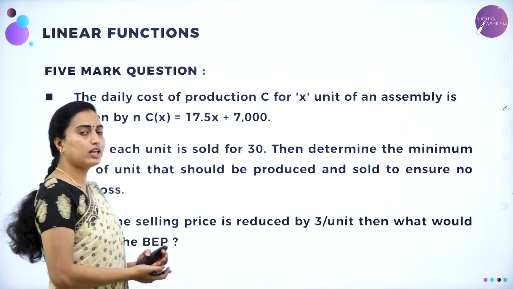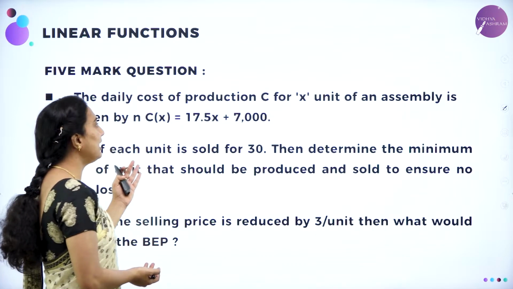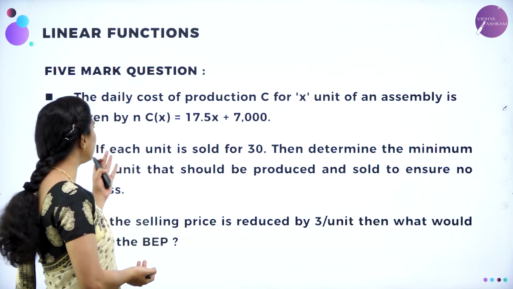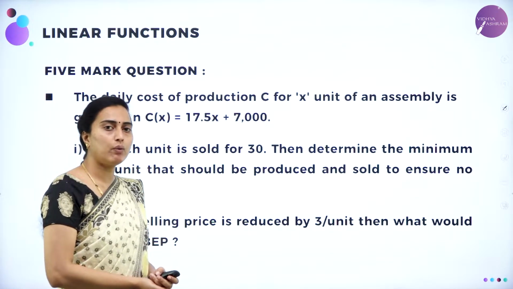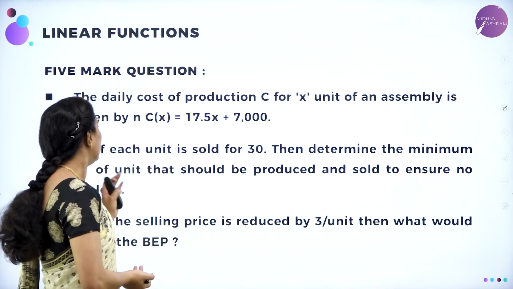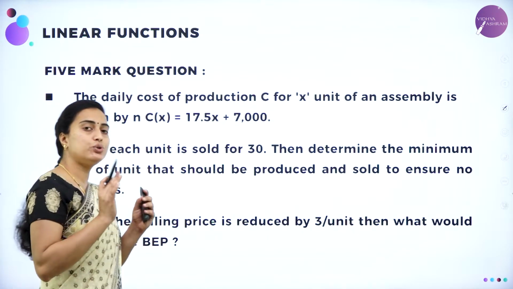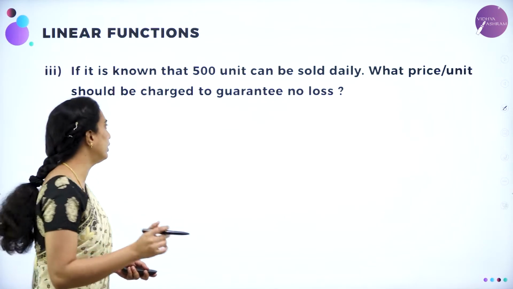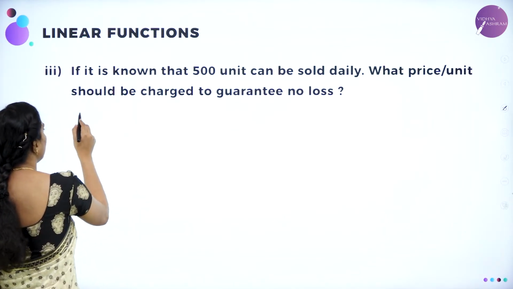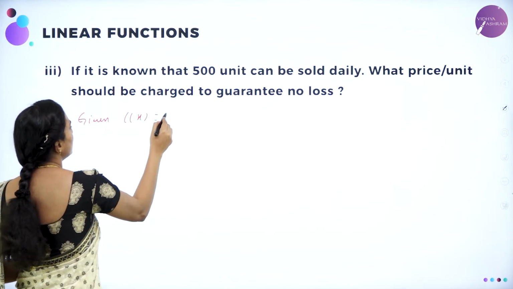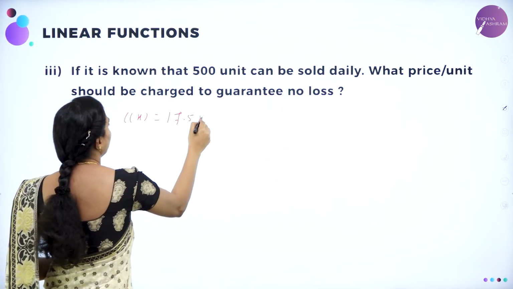So what was the next question, dears? Here, the daily cost of production C for X units of an assembly is given by C of X is equal to 17.5x plus 7000. First question there was, if each unit is sold for rupees 30, sold means this is selling. Selling means revenue function. So therefore, given C of X is equal to 17.5x plus 7000.